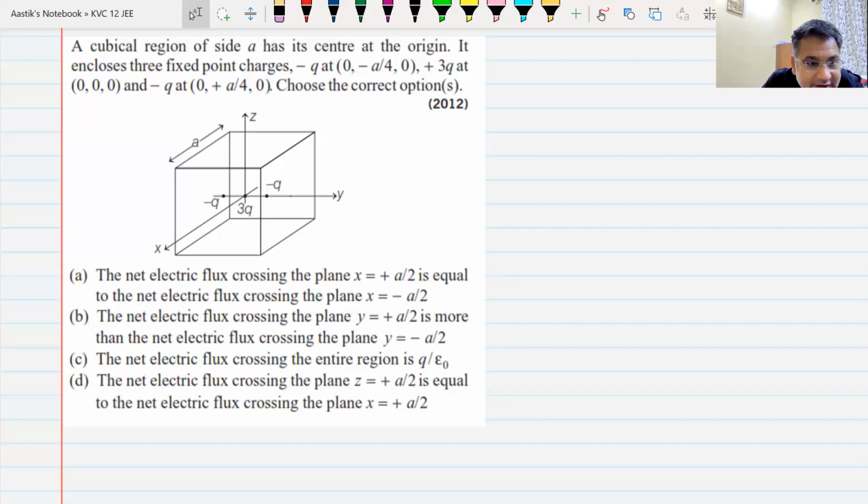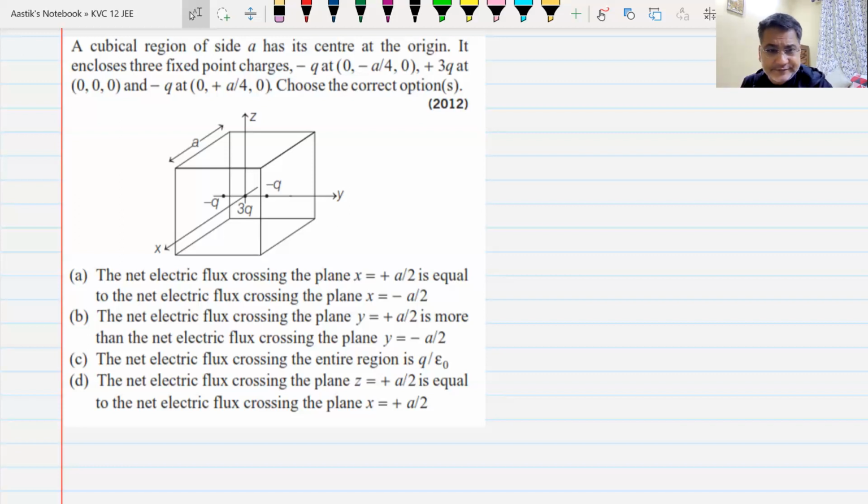Here are the answers of this one. Question number 15, and the answer is given as no answer. Right? Yes, I got the answer. The answer is given as A and C. A, C, D, sir. A and C. The answer given is A and C.